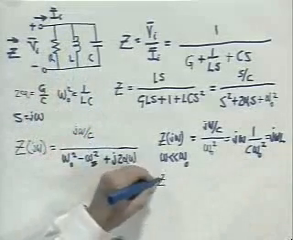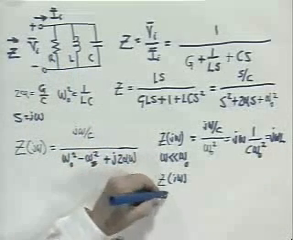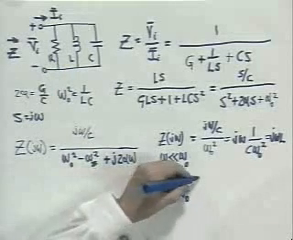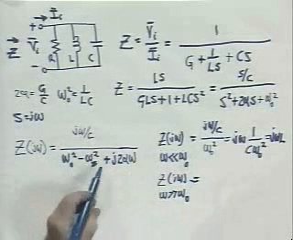If we go to high frequencies, Z of j omega for omega much, much greater than omega naught, what happens now is the omega naught squared is negligible.